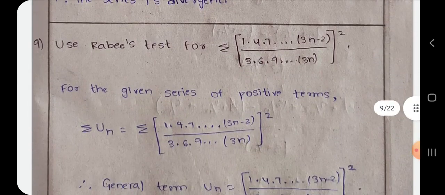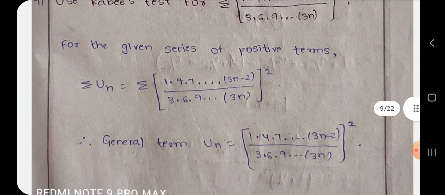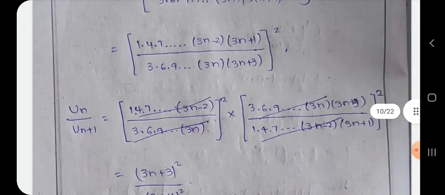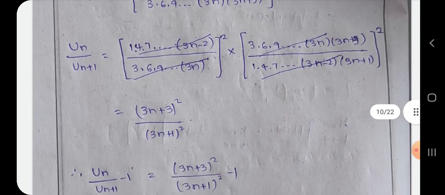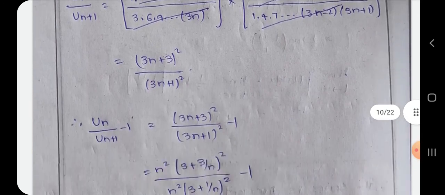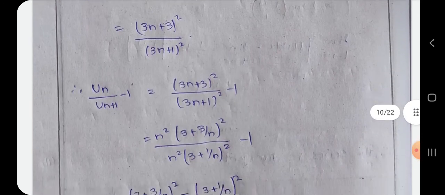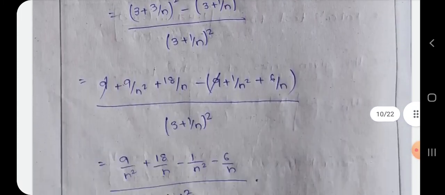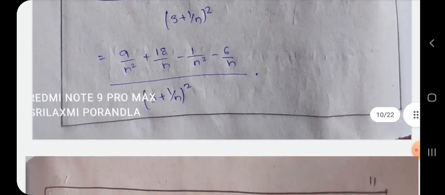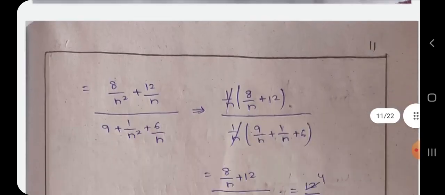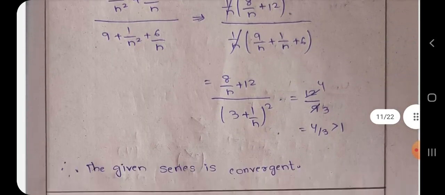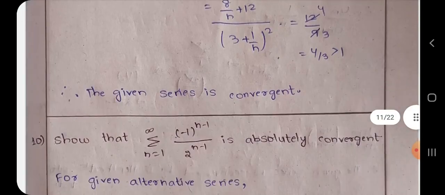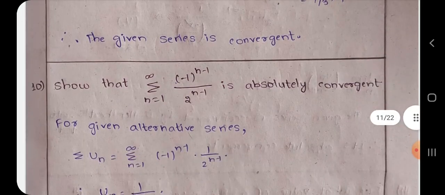You are using Raabe's test for this problem. So Raabe's test is nothing but you are calculating un and un plus 1, finding un by un plus 1, and for the remaining values you are taking un by un plus 1 minus 1, and on making the simplification, directly on doing the cancellations, you are getting its value 4 by 3, which is greater than 1. So automatically you can say that it is convergent.